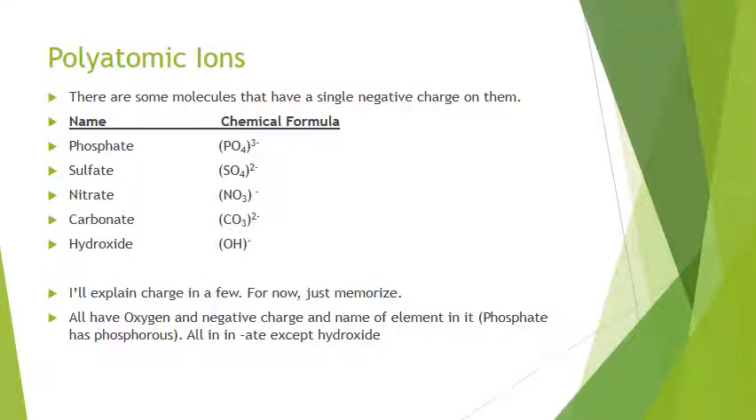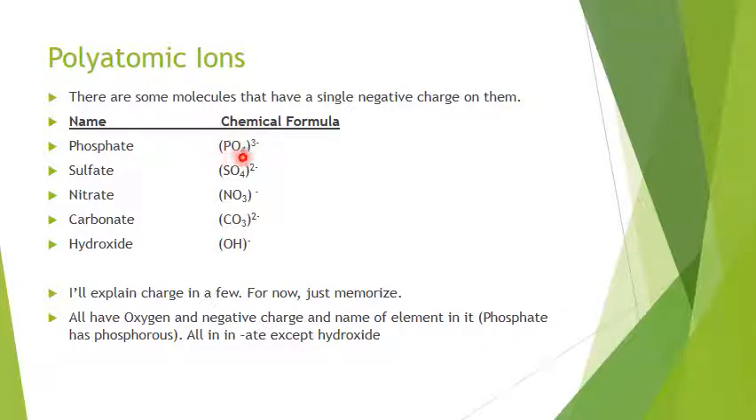Right, next group is the polyatomics. There are 5 of these. All right, and here are the 5. There's phosphate, sulfate, nitrate, carbonate, and then an odd one, hydroxide. Now the chemical formulas, PO4 with a 3 minus, and we'll talk about what 3 minus means in the near future.